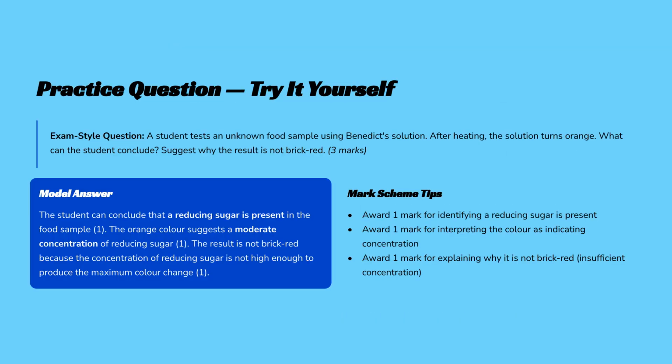Let's try a practice question. If a sample turns orange with Benedict's, you can conclude a reducing sugar is present, but at a moderate concentration. It isn't brick red because the sugar level isn't high enough. Remember, interpret the intensity of the result for full marks.